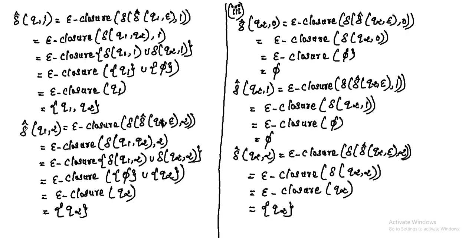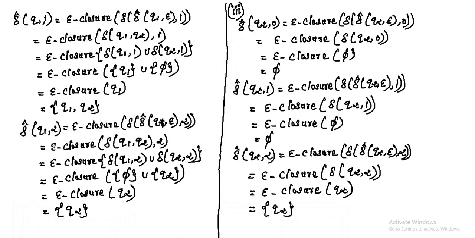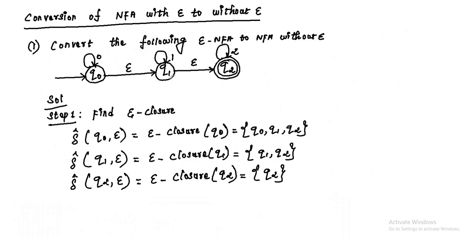Next input is 2. So δ̂(q1, 2) equals epsilon closure of δ̂(q1, ε, 2). Here q1 epsilon, what is q1 epsilon? Look at the first step, epsilon closure of q1 is {q1, q2}. Here I mentioned epsilon closure of δ of {q1, q2} and input going to be 2. Next step, δ(q1, 2) union δ(q2, 2). Here q1 on 2, look at the transition diagram, there is no transition.